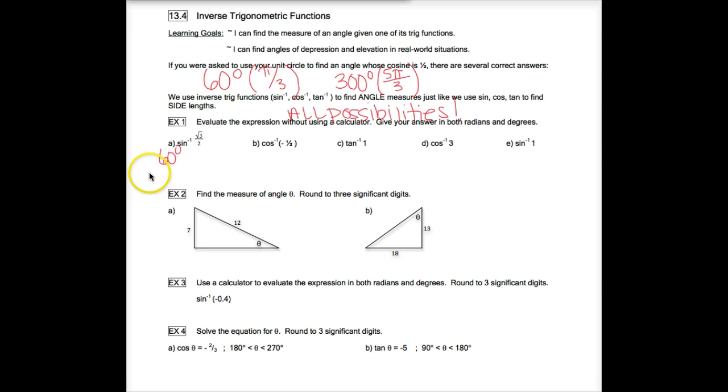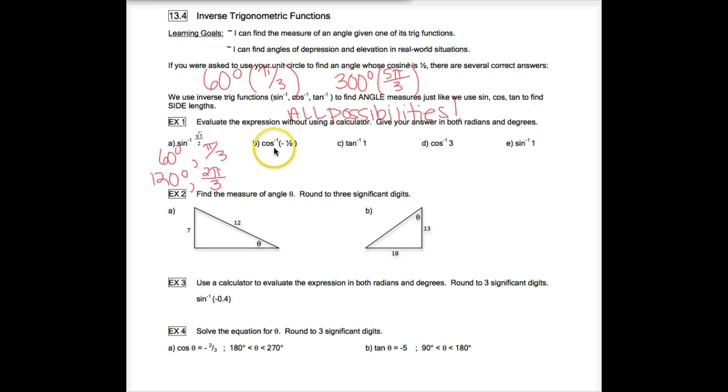60 degrees, 120 degrees, and then notice it says give your answer in both radians and degrees. So 60 degrees is pi over 3. 120 degrees is 2 pi over 3.